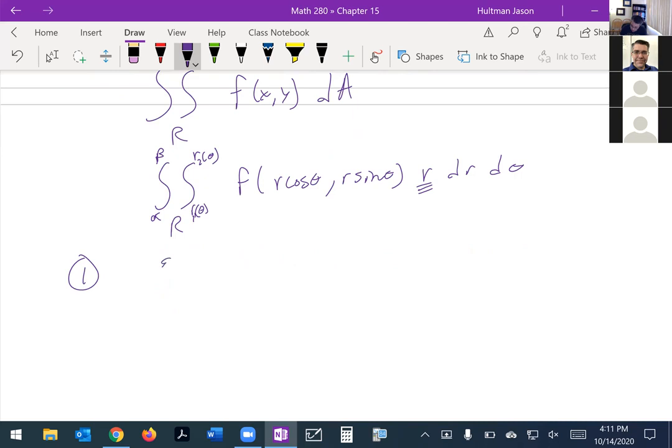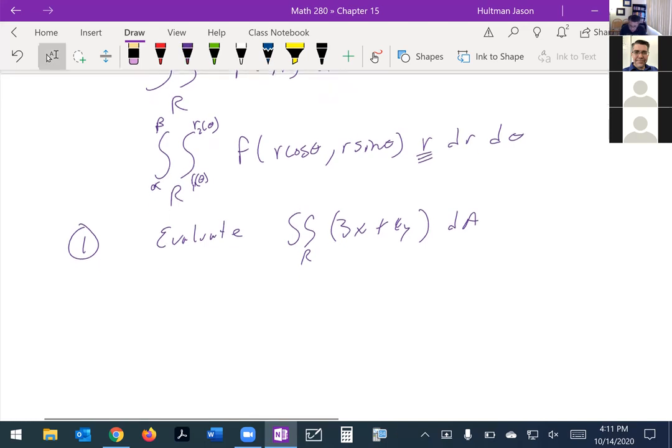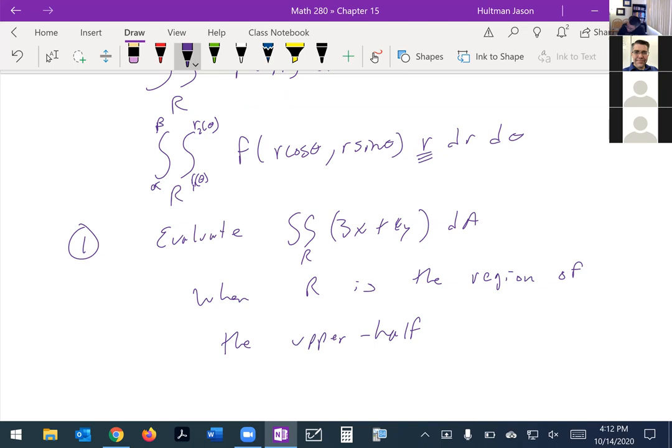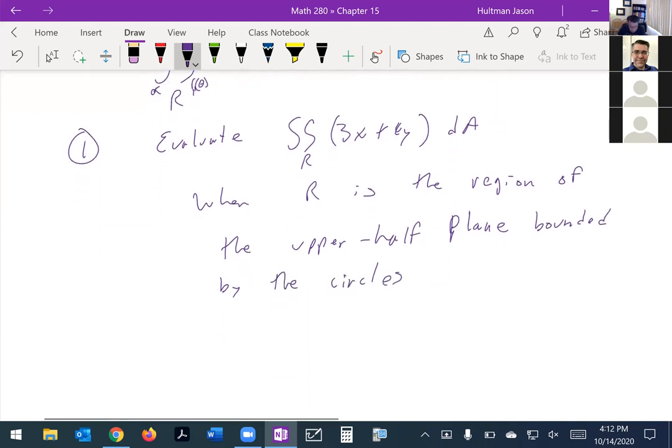Okay, number one. Evaluate the integral of 3x plus 4y dA over R, where R is the region of the upper half plane bounded by the circles x squared plus y squared equals 1 and x squared plus y squared equals 4.